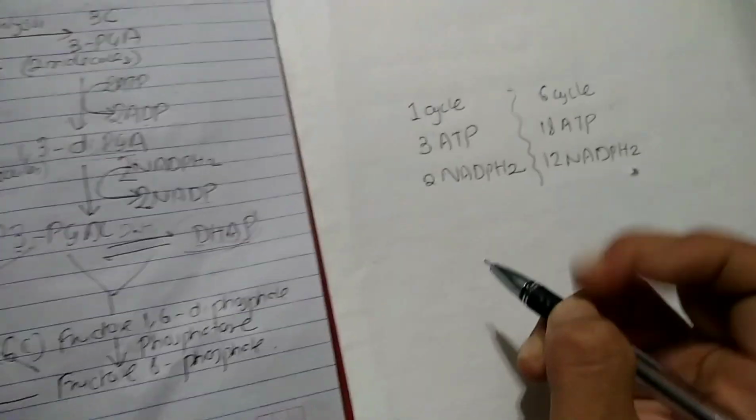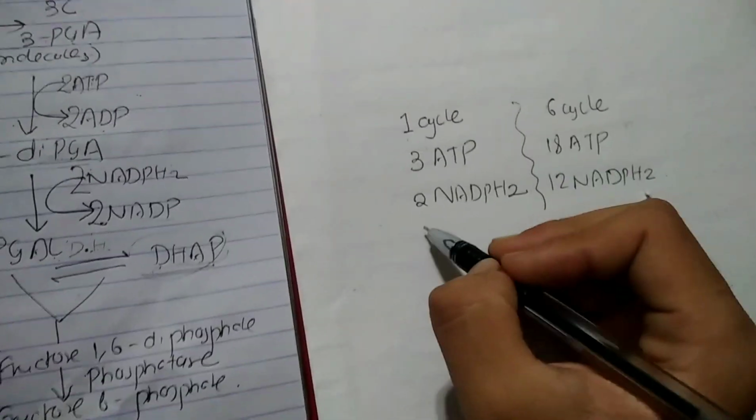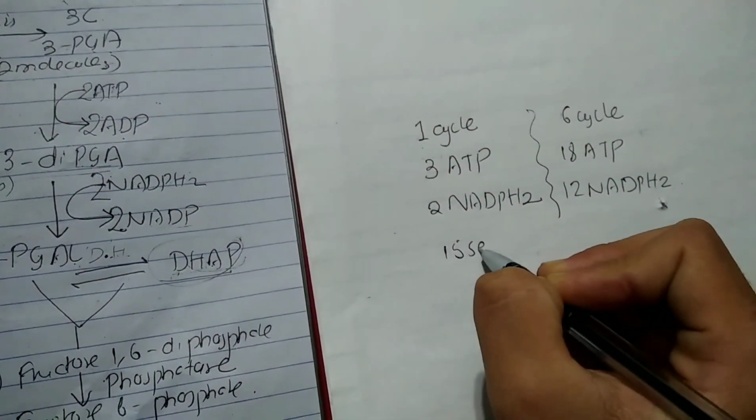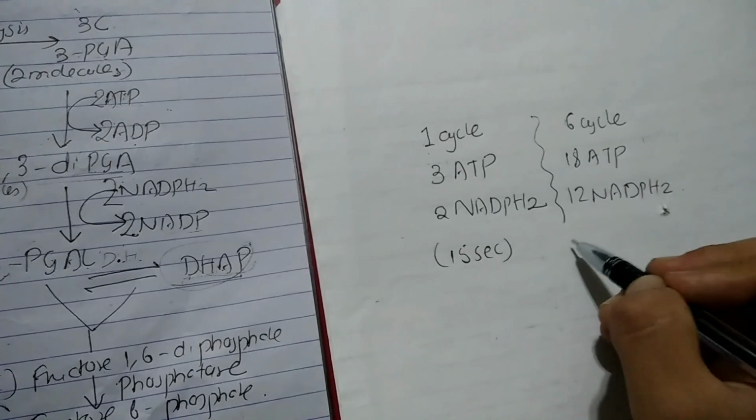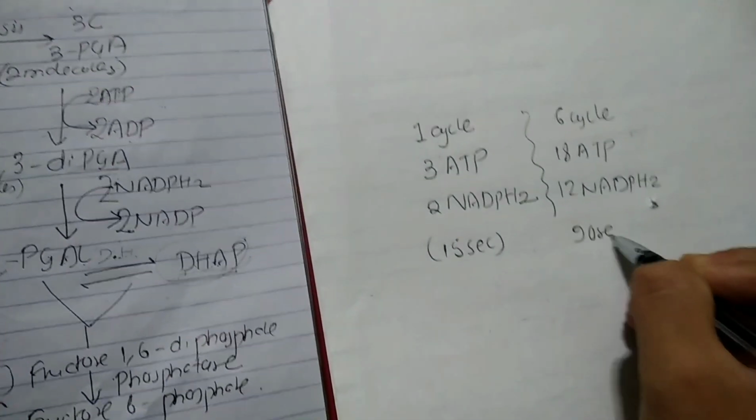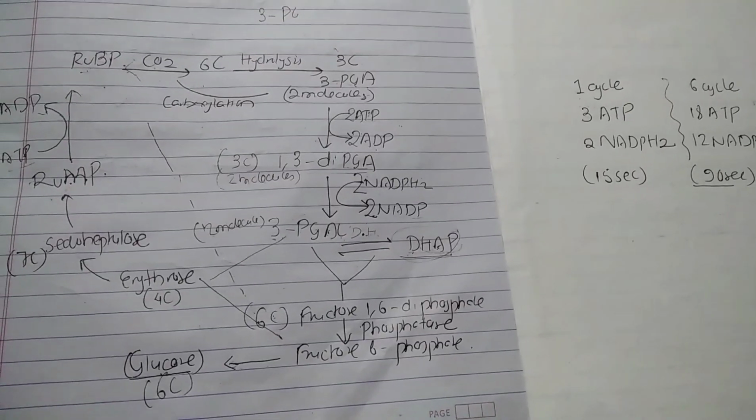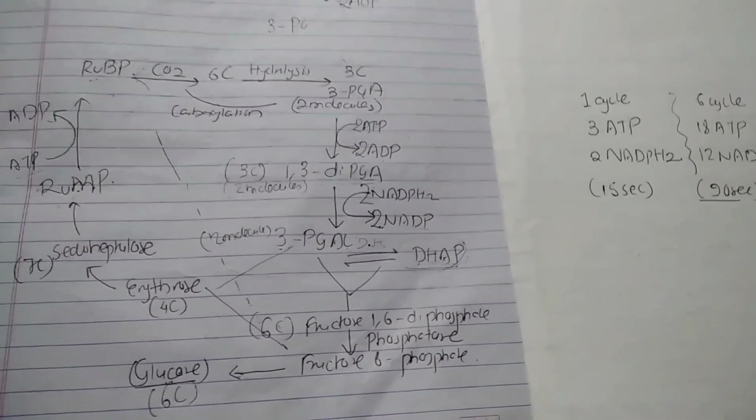And Calvin and his co-workers have also calculated that one cycle requires just 15 seconds, and for 6 cycles it would be 90 seconds. So this was for the Calvin cycle, and I hope you enjoyed the video.